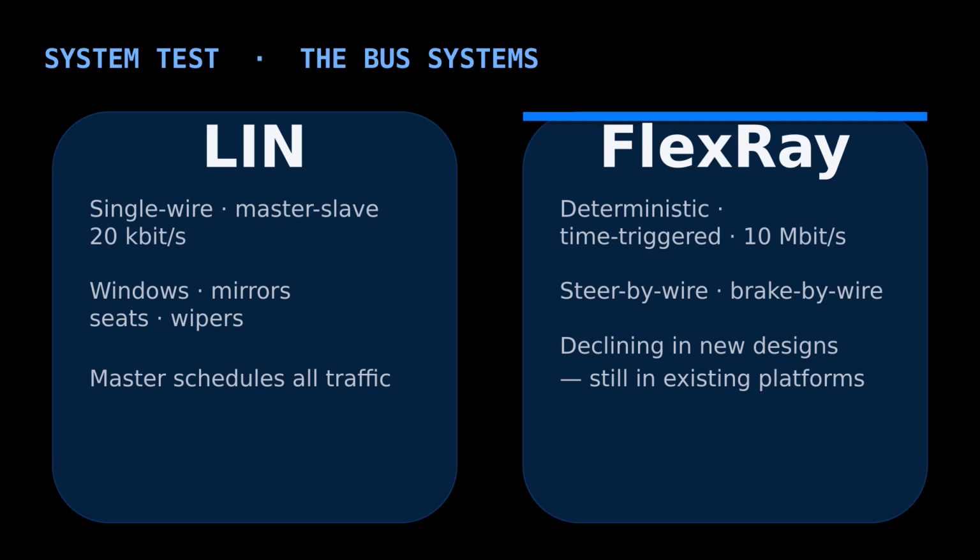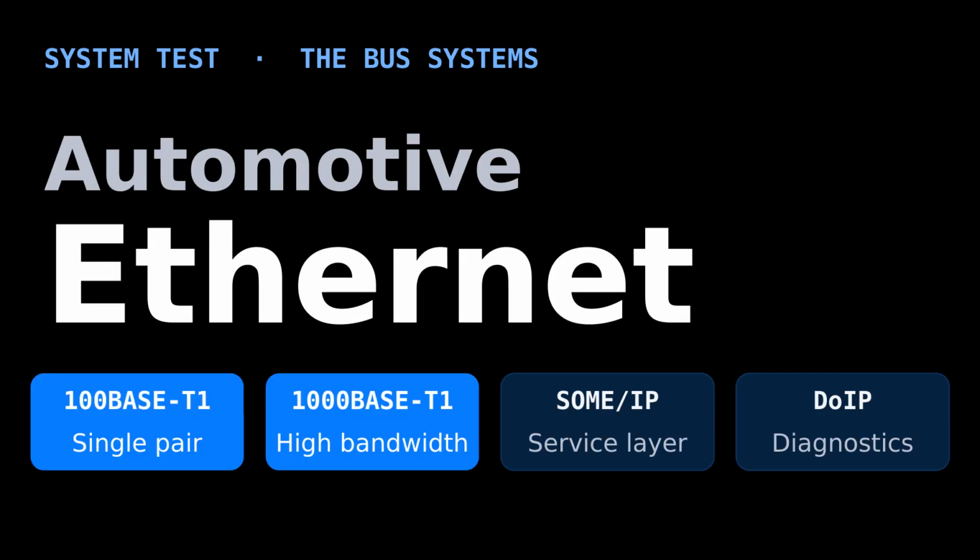payload. LIN, on the other hand, is single wire and follows the master-slave principle, and it is limited to 20 kilobits. So this is built for low cost and non-critical functions. Automotive Ethernet carries the high bandwidth applications like cameras, radar, over-the-air updates, etc. It runs on a single twisted pair with SOME/IP for service communication and DoIP for diagnostics.